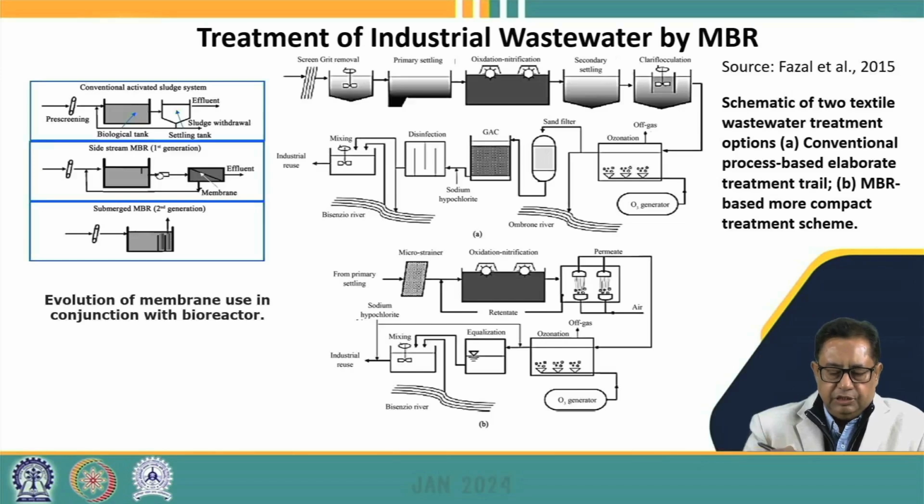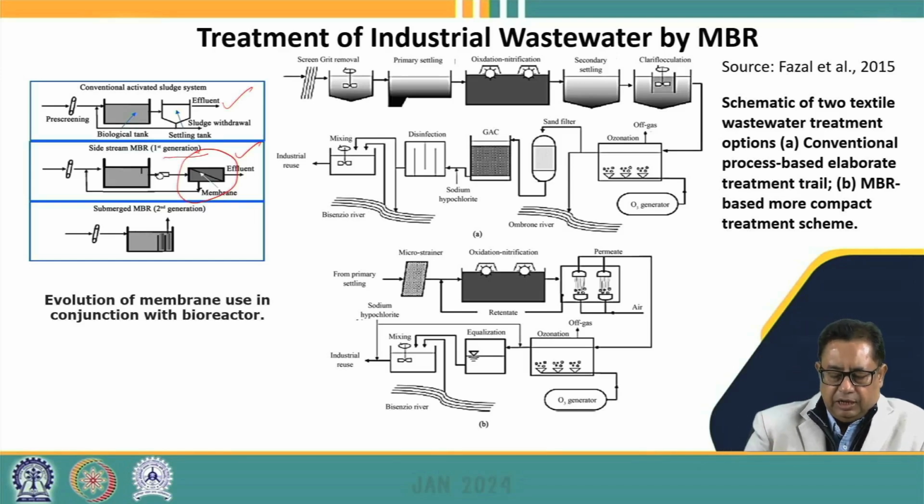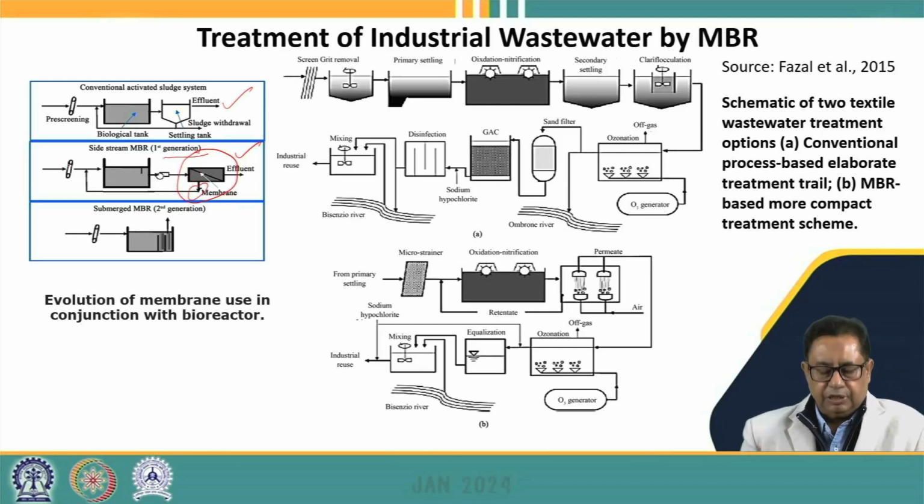So as we can see, the conventional activated sludge process, which we have already discussed, has a biological tank and a settling tank. The settling tank can be replaced by a membrane that can be put as a side stream process. This is the first generation process, that is, the membrane was put outside the tank. It was doing the work of a secondary settling tank, and the retentate or the concentrate that is generated can be recirculated back to the aeration tank.